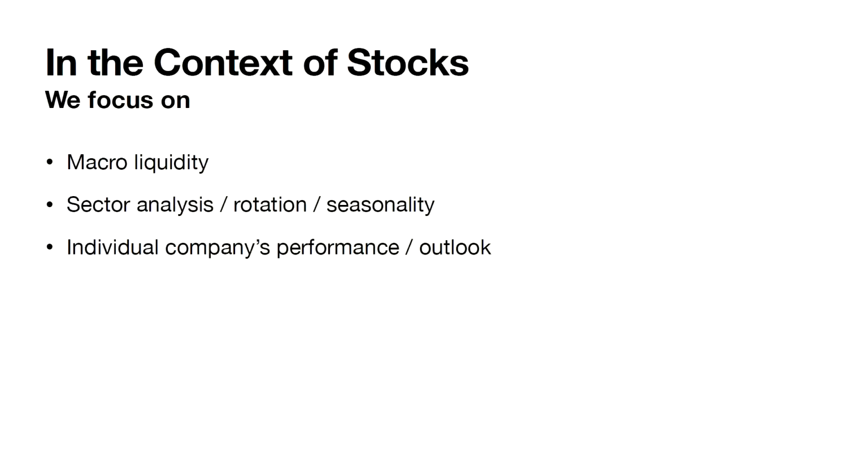And in the context of the stock market, we look at macro liquidity. Things like, is the Fed generally in a hiking process, what we call a tightening process, or is it in the easing process? That would have an impact on the global macro liquidity. Then of course we look at sector rotation, we look at seasonality, and then we go down and look at individual companies' performance. So that's generally what fundamental macro is.